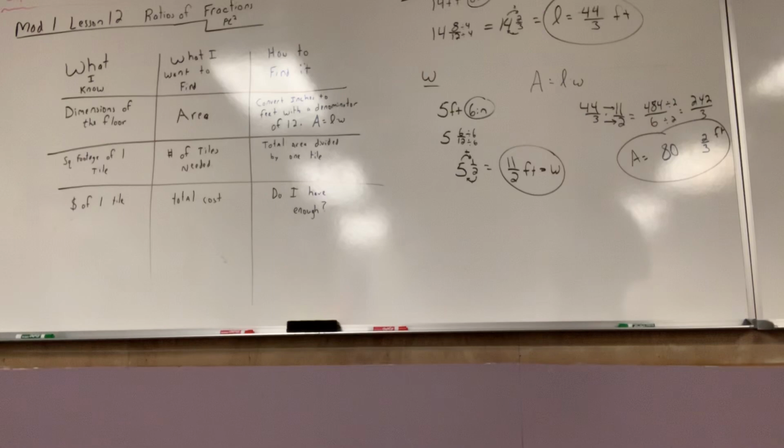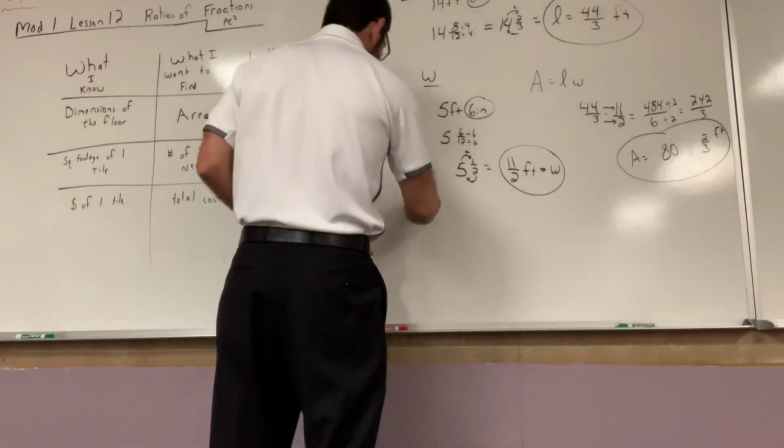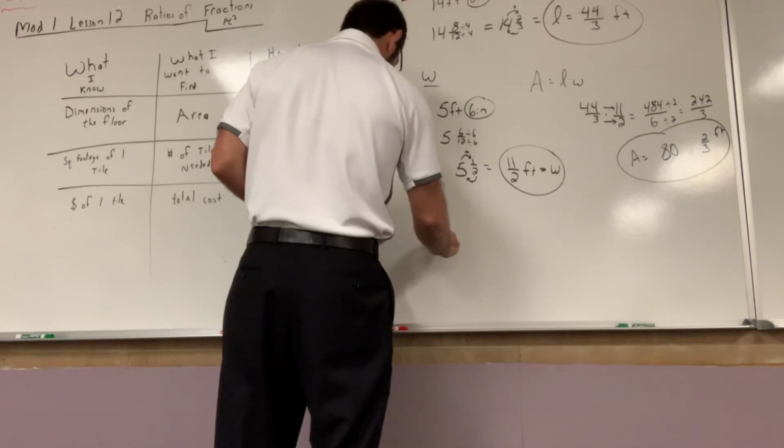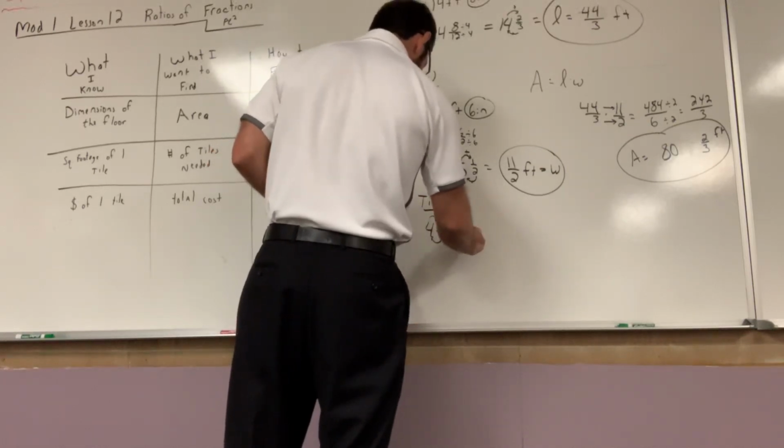So what do I need to do now? Well, the cost of one tile. Hold on. Let me figure out how many tiles we need. So my tiles are 4 2/3. So now I'm talking about the tile. The tile is 4 2/3 square foot. Again, multiply. That gives me 14 thirds.